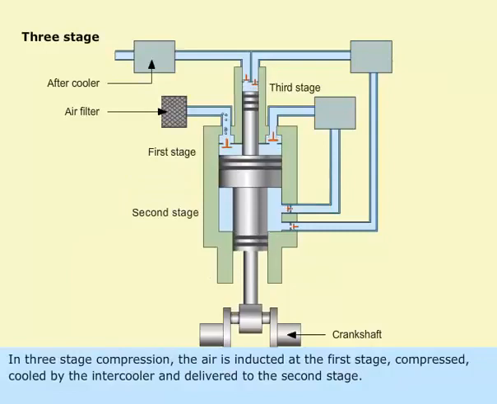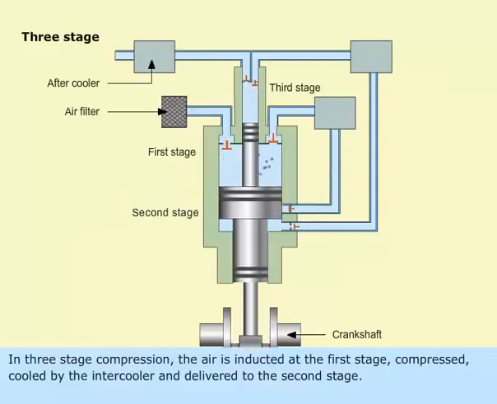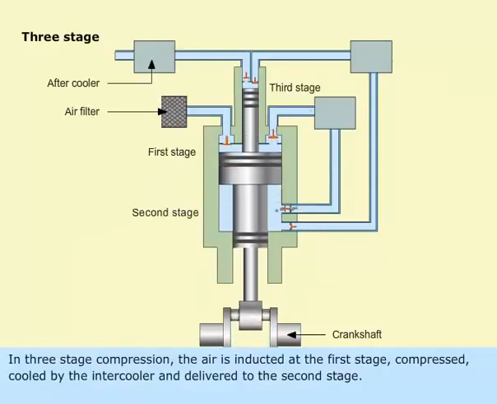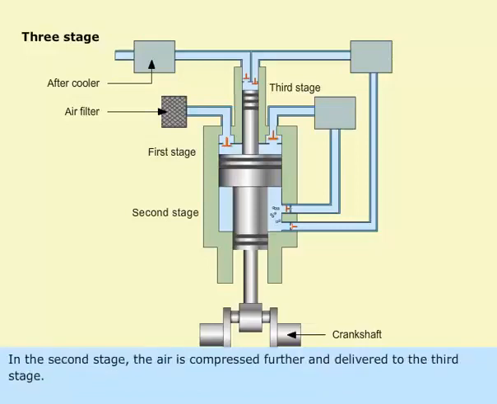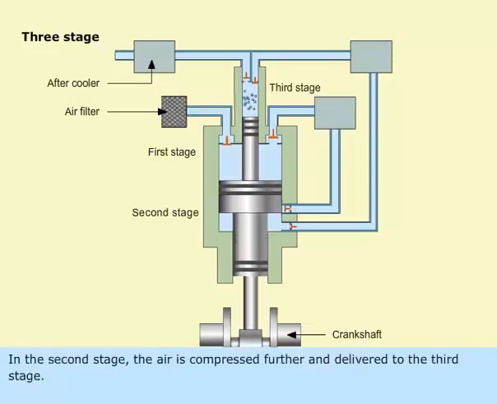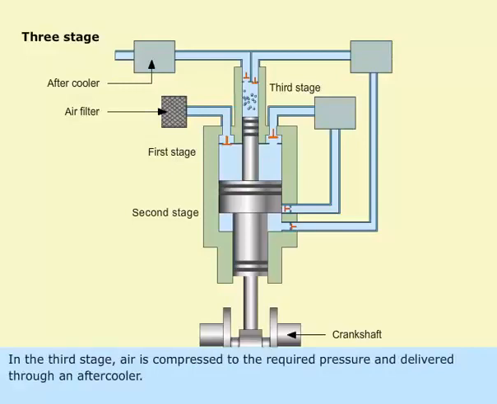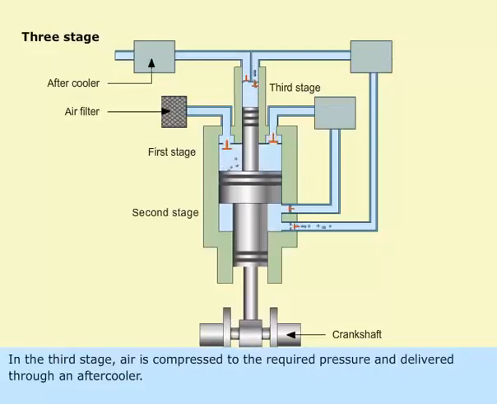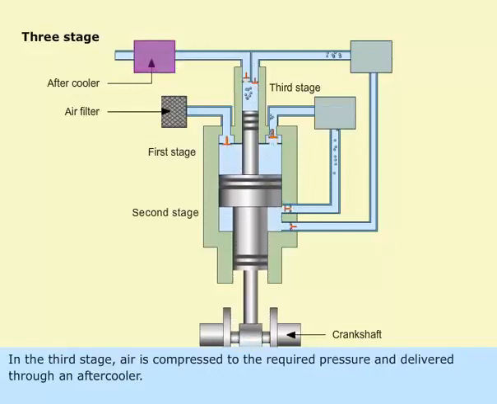In three-stage compression, the air is inducted at the first stage, compressed, cooled by the intercooler, and delivered to the second stage. In the second stage, the air is compressed further and delivered to the third stage. In the third stage, air is compressed to the required pressure and delivered through an aftercooler.